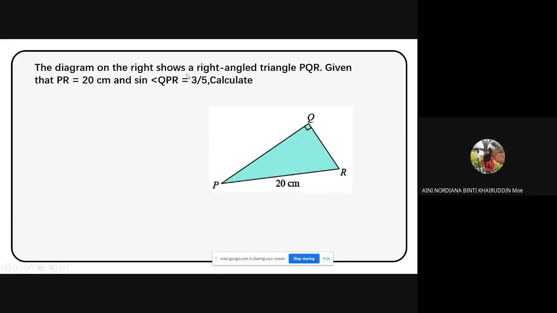The diagram on the right shows a right angle triangle PQR. Given that PR is 20 and sine angle QPR equals 3 over 5, calculate the length of QR. So from here, sine QPR, the angle at P, is given as 3 over 5. Remember, sine is SOH. So 3 is opposite, 5 is hypotenuse.